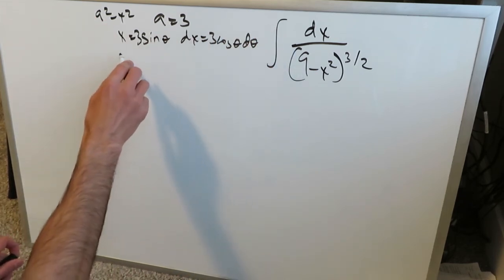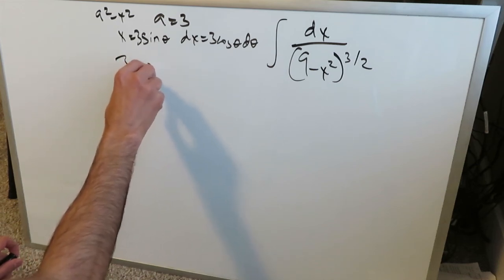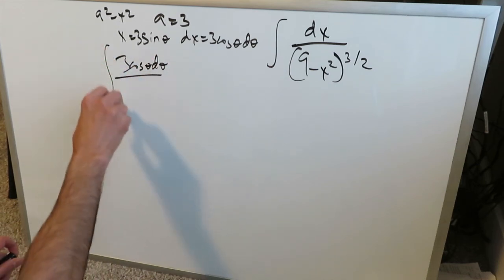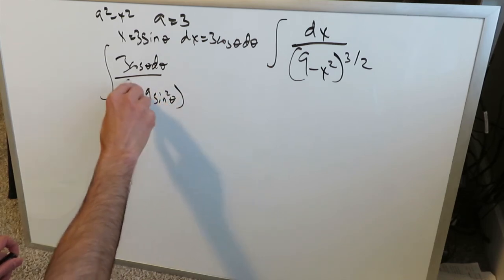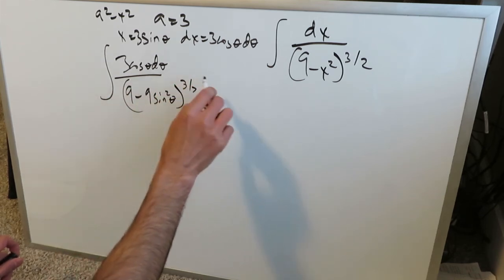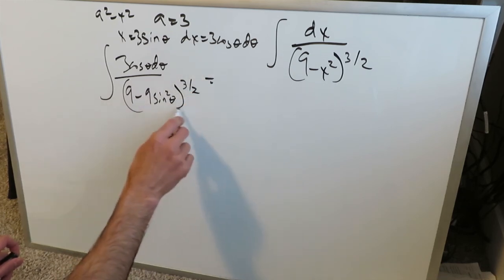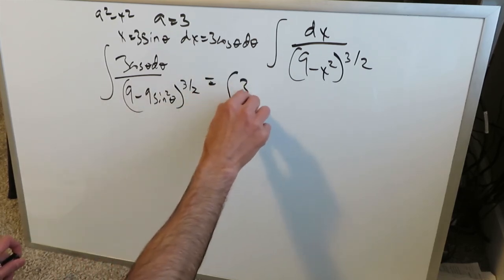Alright, of this form. From here we get these substitutions. Indefinite integral, so that's good. We have 3 cosine theta d theta in the numerator, and here we get 9 minus 9 sine squared theta to the power of 3 over 2. You know all of this right here is going to give you something.